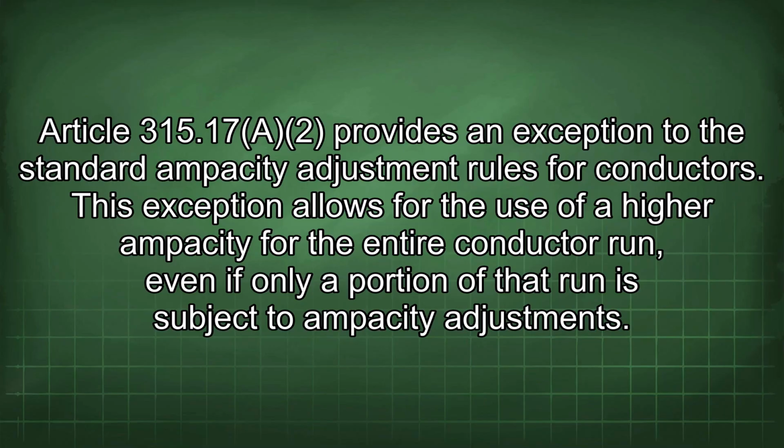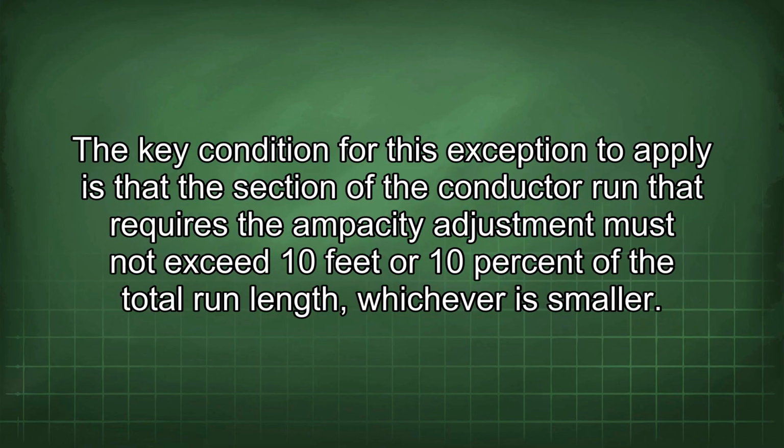Article 315.17(A)(2) provides an exception to the standard ampacity adjustment rules for conductors. This exception allows for the use of a higher ampacity for the entire conductor run, even if only a portion of that run is subject to ampacity adjustments. The key condition for this exception to apply is that the section of the conductor run that requires the ampacity adjustment must not exceed 10 feet or 10% of the total run length, whichever is smaller.